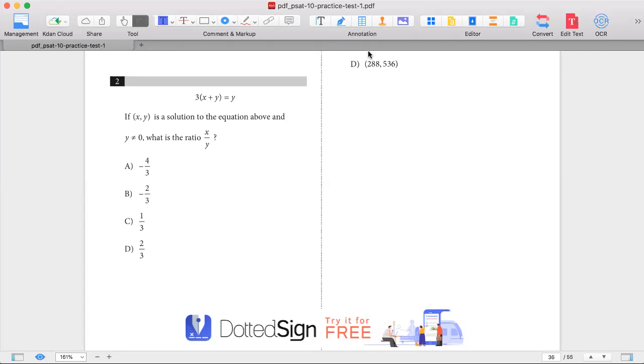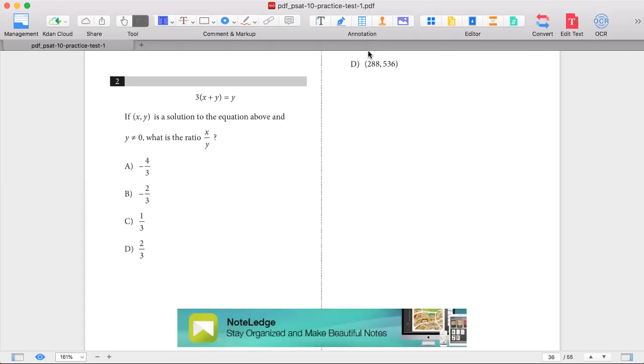So what is the step that I'm going to follow? They didn't ask me what is the value of x and y. They told me what is the ratio of x over y. So, okay, easy. I'm going to distribute 3 upon x plus y. So it will be 3x plus 3y.